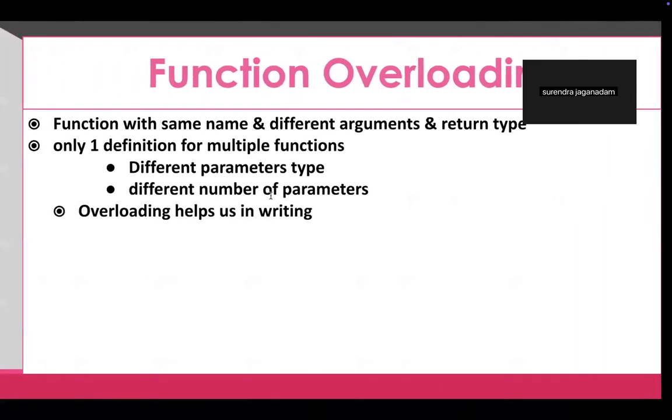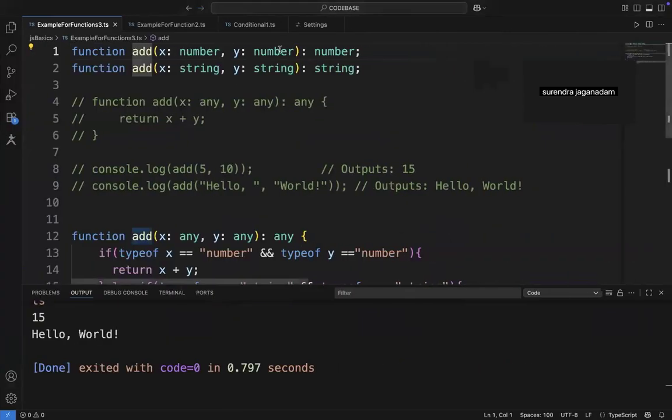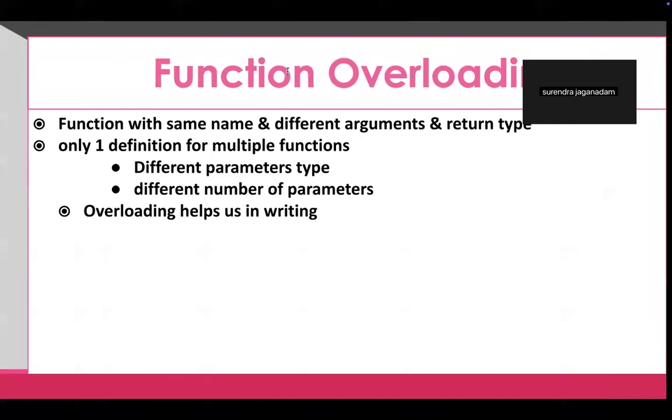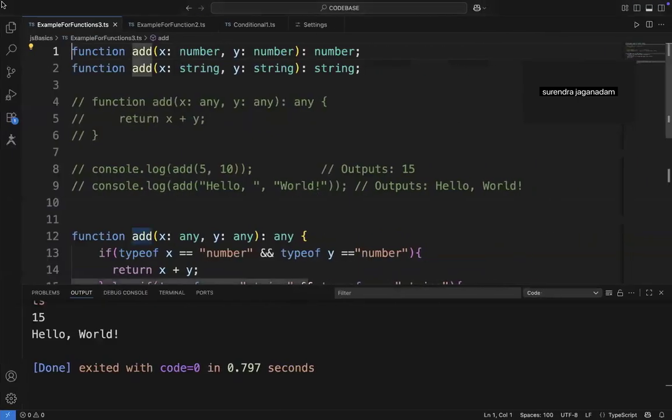If you look at this particular documentation, overloading with different parameter types. The first function has a number type, and the second function has a string type. And there is another overloading with a different number of parameters. You can pass a different number of parameters, different number of arguments also we can say.